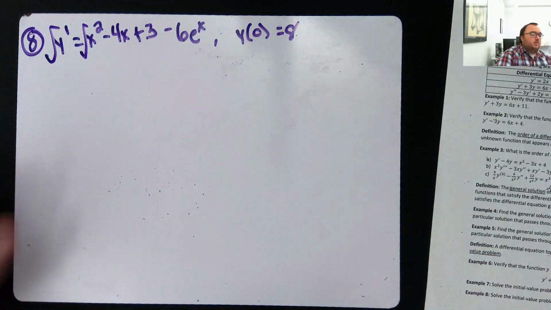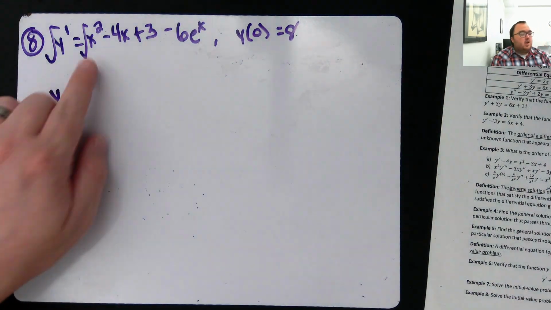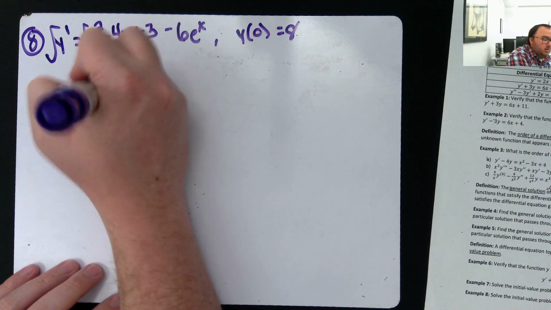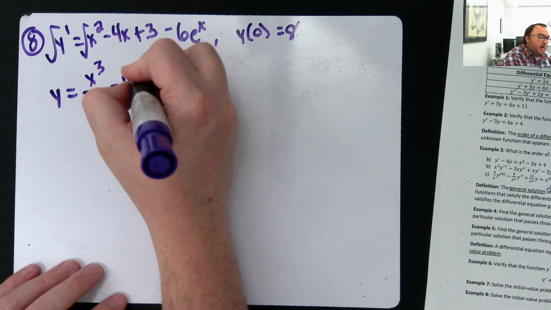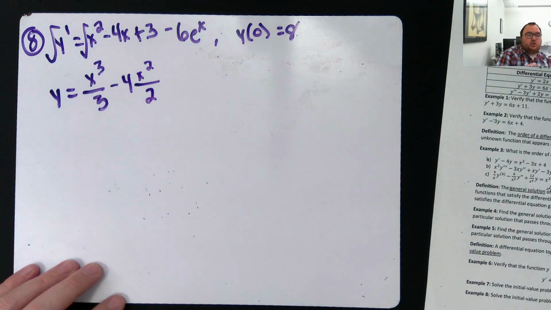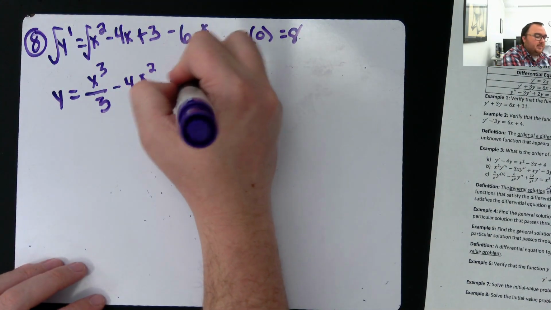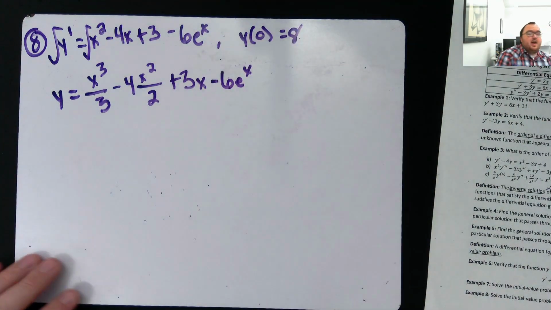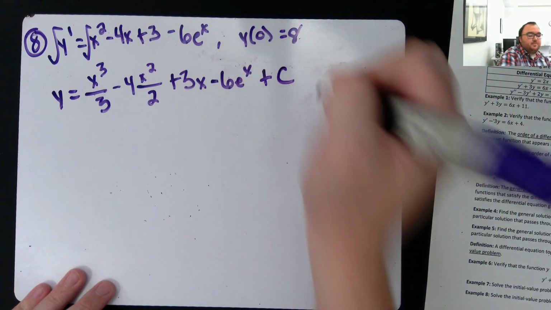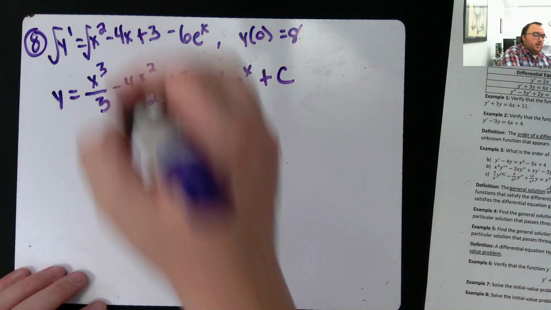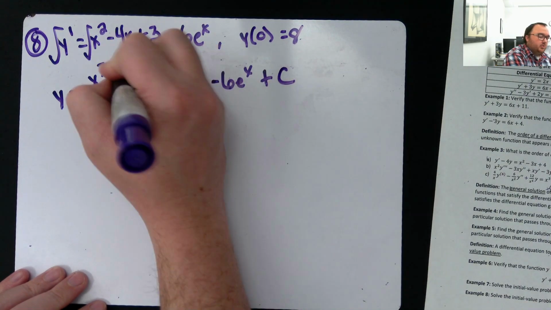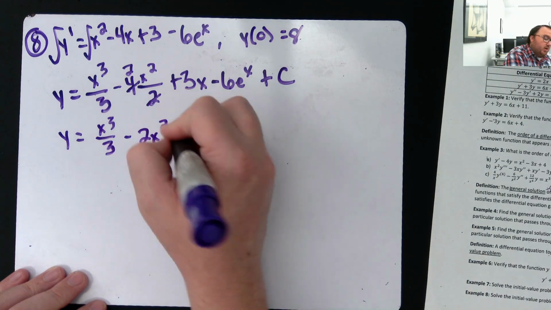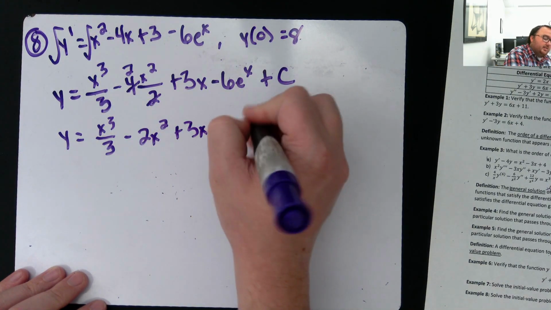Integrate both sides. That gives me y on the left side. X squared, remember, add 1 to the power, then divide by the new power. Same thing here. Add 1 to the power makes it x squared over my new power, which is 2. 3 just becomes 3x, and then we like e because e just stays e, so this is just minus 6e to the x. And then remember, don't forget plus c. Simplify this because 4 divided by 2 is 2, so that means we get x cubed over 3 minus 2x squared plus 3x minus 6e to the x plus c.